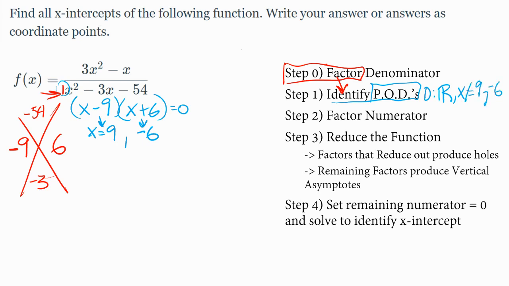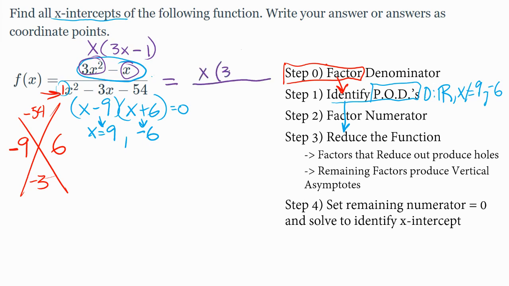But the point is to figure out my x-intercepts. And the x-intercepts will come now through reducing. Reducing requires that I'm in factored form for my numerator. So I look at the numerator and perform step 2, which is to recognize they have a GCF of x. So if I factor out an x, I'm going to be left with 3x minus 1. So my job is to look at the reduced version of this, which is x times 3x minus 1 over x minus 9, x plus 6.